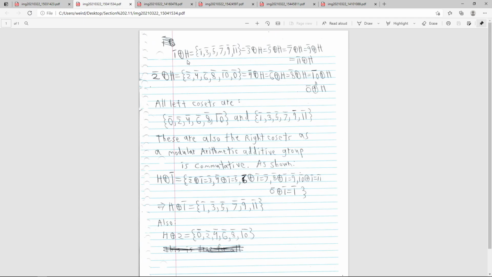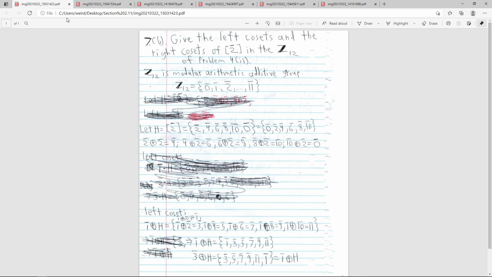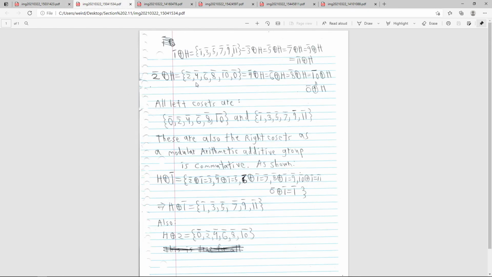And the right coset: all these six will be the same coset. Then 2 plus H is 2, 4, 6, 8, 10, 0, because of the modular addition of 2 to each one. That's equal to 4 plus H, 6 plus H, and so on, and 0 plus H even. So the left cosets are 0, 2, 4, 6, 8, 10, and 1, 3, 5, 7, 9, 11.